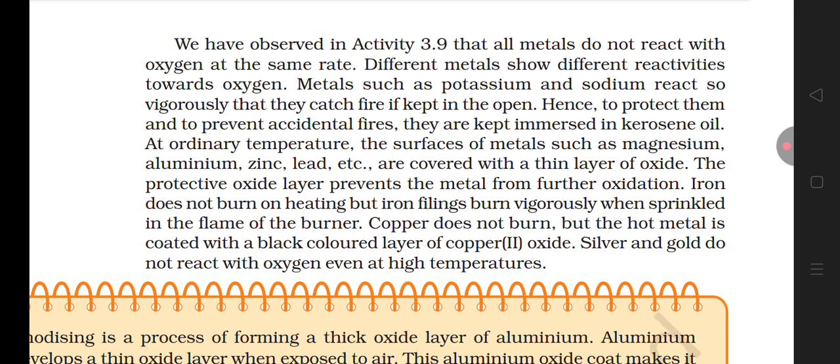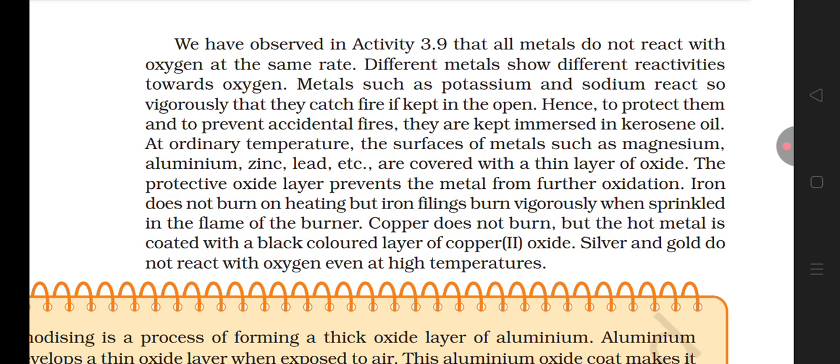Many times this question comes in the board exam: why should sodium and potassium be kept in kerosene oil? The reason is that they can cause accidental fires, so in order to prevent these fires, they are kept in kerosene oil. Always better to write the answer up to the mark. Don't write unnecessary things, because the teacher cuts marks for unnecessary explanation.